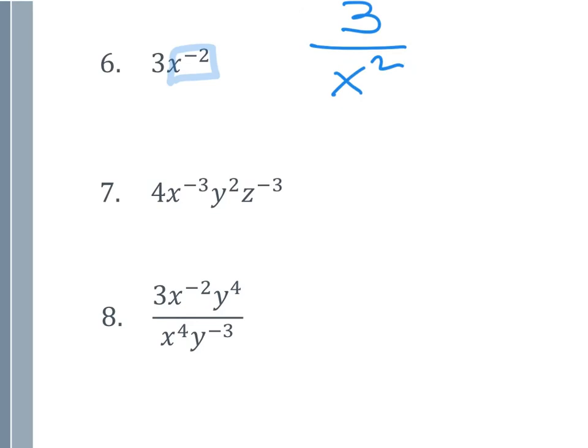On example 7, the only things I'm moving are the negative exponents. So I'm going to move the x to the negative 3, and the z to the negative 3. The 4 and the y squared are going to stay on top. Then the negative exponents will move to the bottom. So x to the third at the bottom and z to the third on the bottom. So if it has a negative exponent, move it.